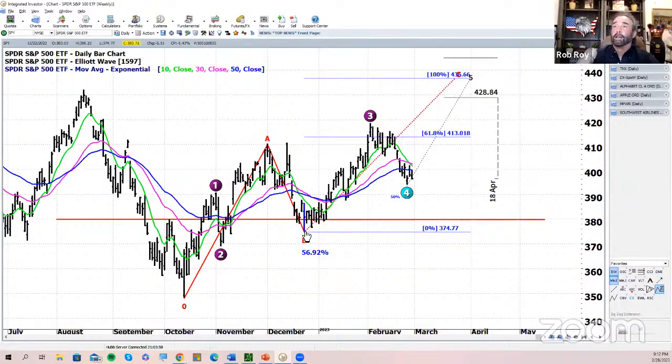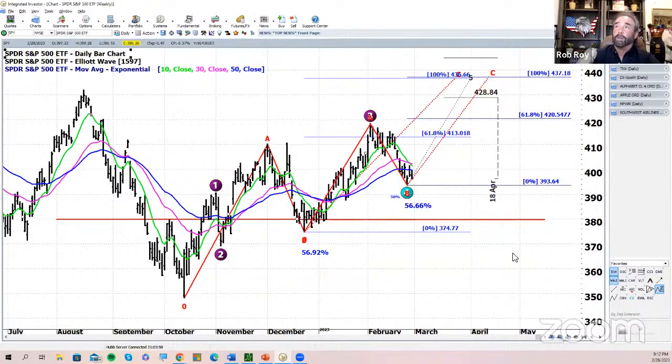And then if we look at this zigzag pattern that we talked about, could be a complex C wave in the bigger zigzag, still everything coinciding right there at the wave 5. So none of that has changed.